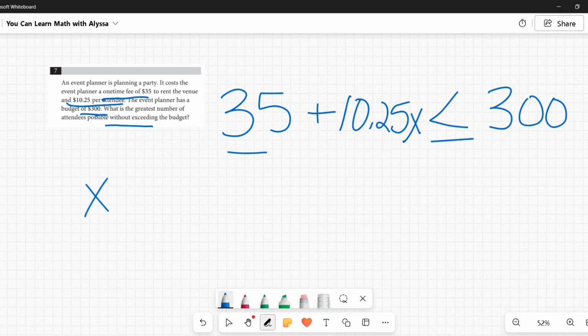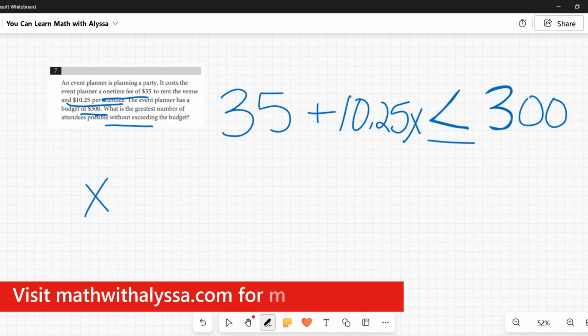So $35 for the flat rate fee, the one-time fee, $10.25 for every attendee. So if there's 25 attendees, we would multiply 10.25 times 25, add 35. However many attendees there are, the grand total cannot go over our budget, must be less than or equal to our budget of 300. We've got it. As I mistakenly erased the equal, we have our inequality ready to solve.